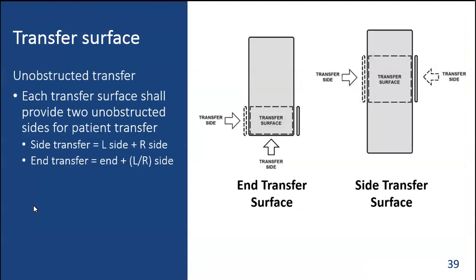The transfer surface should provide for unobstructed transfer on at least two sides. For side transfer, this would be the left side and right side. And for an end transfer, this would be the end and either the left or right side.